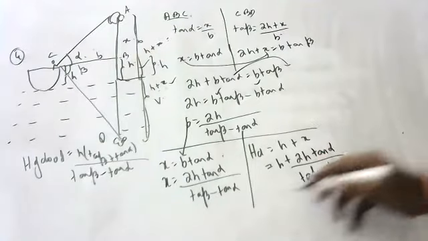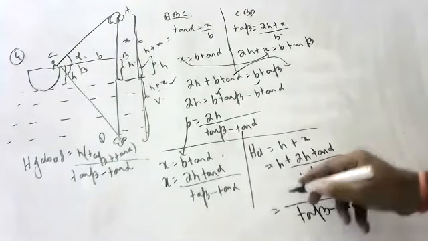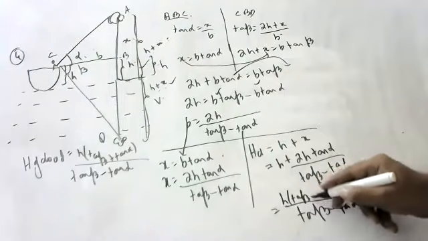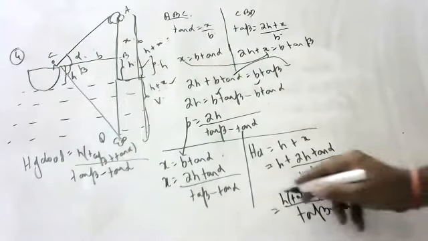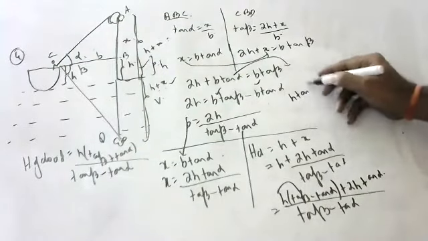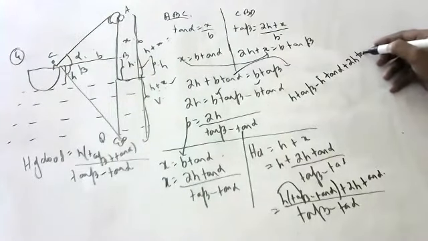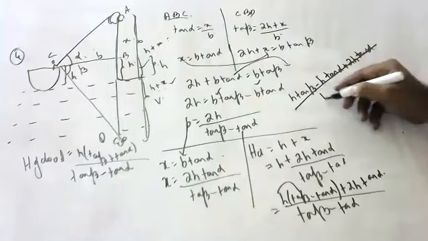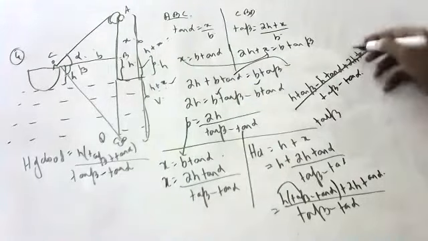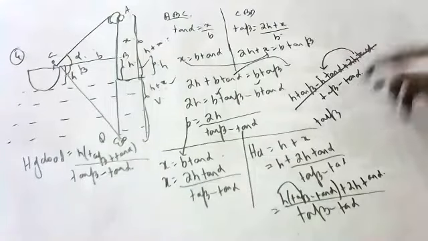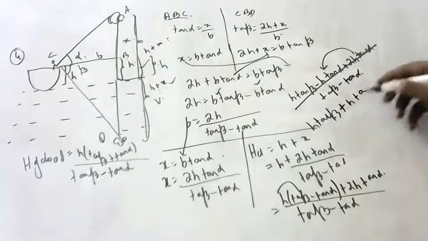Taking the LCM, tan beta minus tan alpha: h into (tan beta minus tan alpha) plus 2h tan alpha, all by (tan beta minus tan alpha). This is h tan beta minus h tan alpha plus 2h tan alpha by tan beta minus tan alpha. So 2h tan alpha minus h tan alpha is h tan alpha. This is h tan beta, this is h tan alpha.